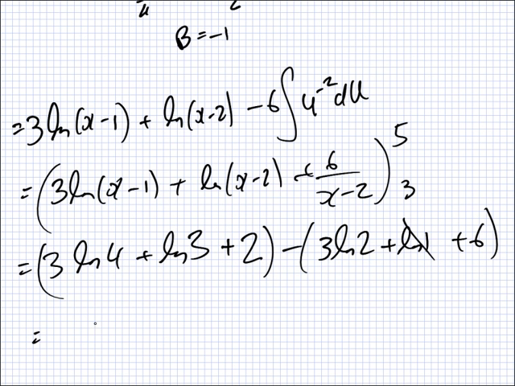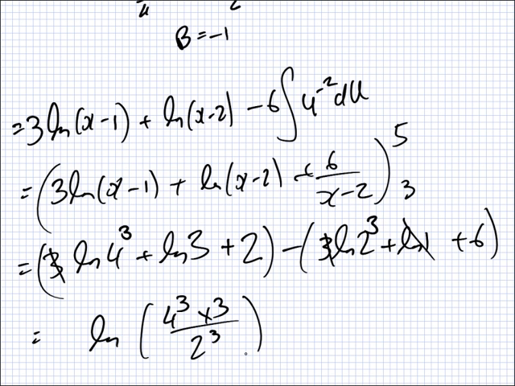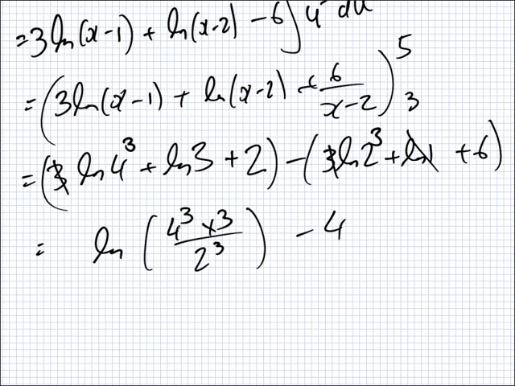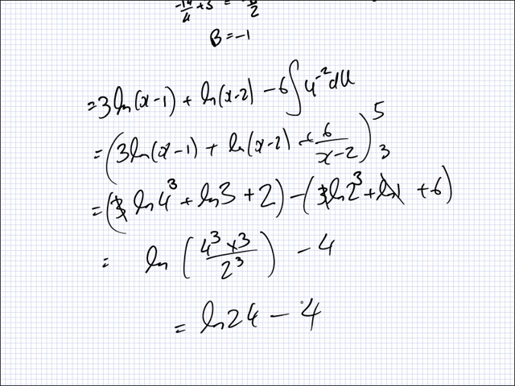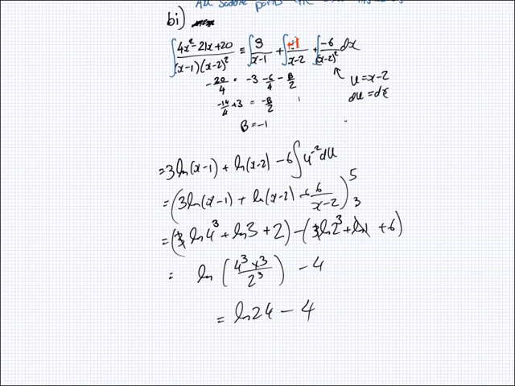They want it written in a very particular way. So what I'll do is I'll bring the 3 up here. That's going to be log 4 power 3 times 3 over 2 power 3. 2 minus 6 is minus 4. 4, 16, 64, 64 over 8 is 8, 24. Log 24 minus 4 is the answer. Yeah, that was 5 marks. Actually, the whole thing there was 9 marks.